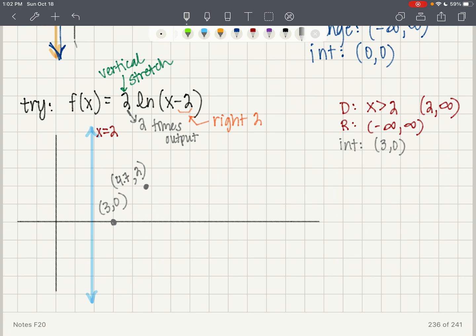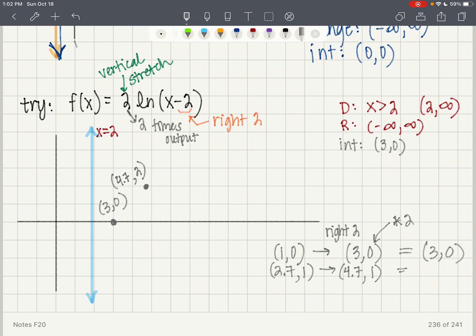You might be going, I'm not sure what's going on here. Well, we had 1, 0, right 2 gave us 3, 0, and then multiplying times 2 gave us 3, 0. We started with 2.7-ish, comma 1, right 2 gave us 4.7, comma 1, and then we multiplied the output times 2, so 4.7, comma 2.